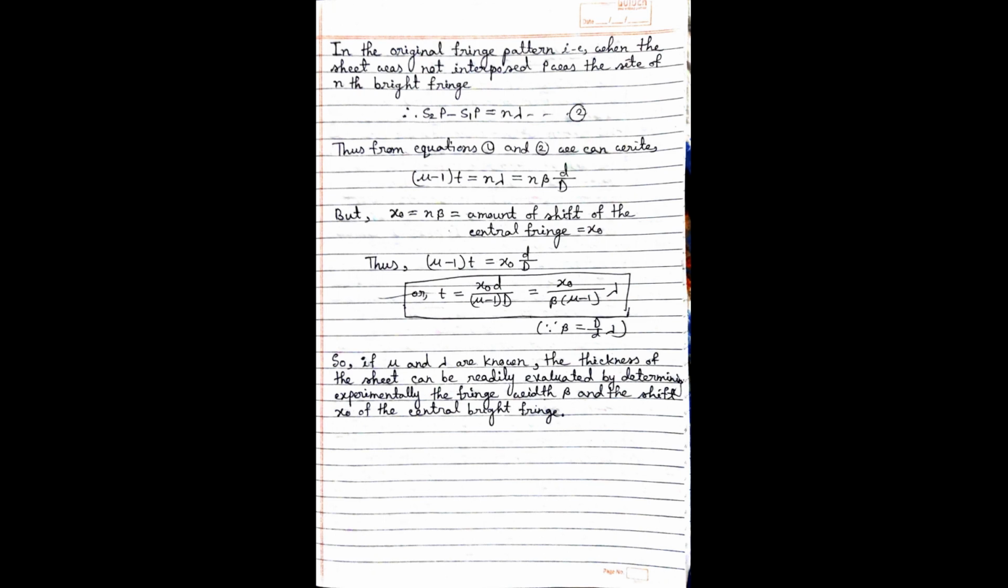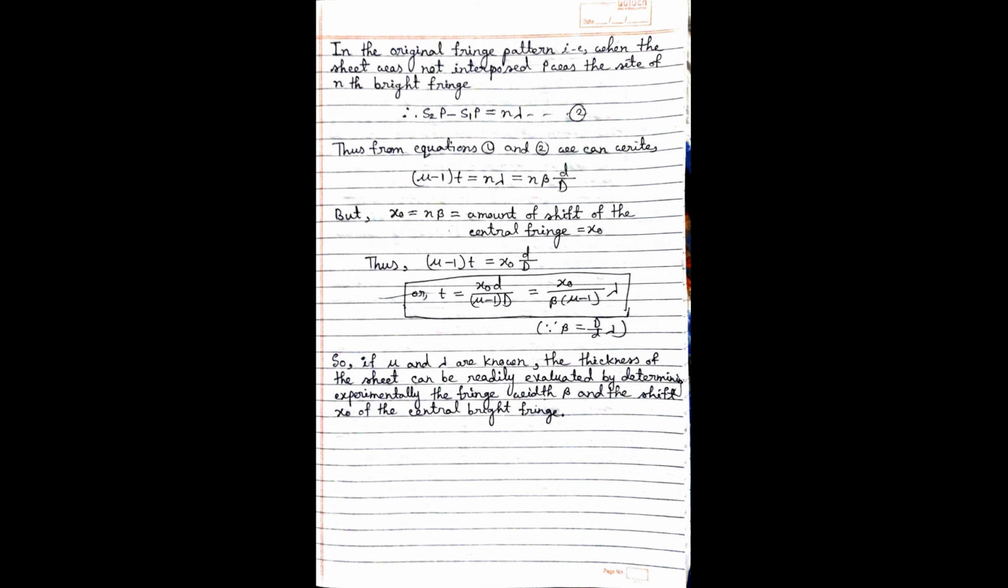Now, we can put the value of lambda using the previous equation, that beta equal to capital D by small d into lambda. Therefore, mu minus 1 into T equal to n beta into small d by capital D. Now, n beta is what? n beta is the amount of shift of the central fringe, which we can denote as x0. Therefore, mu minus 1 into T equal to x0 small d by capital D, and T equal to x0 d by mu minus 1 into capital D.